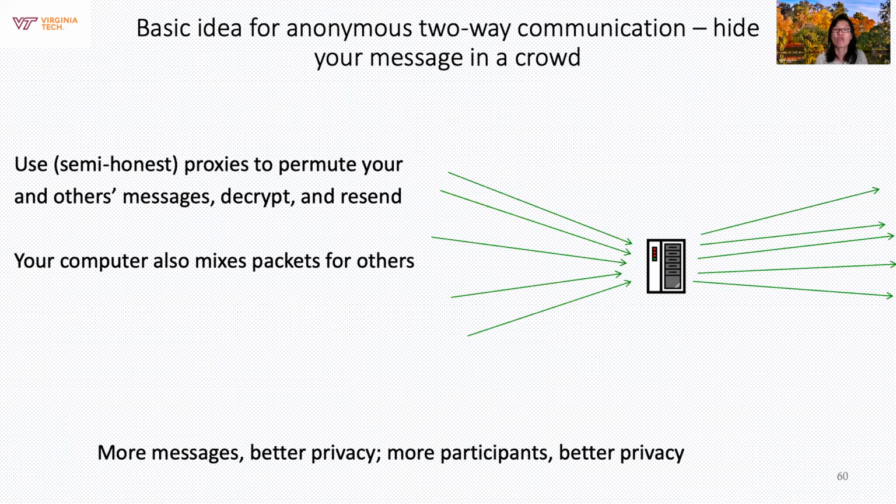So a lot of people have looked into this, and the most commercially successful technology is called Tor, onion routing. And the basic idea of all these anonymity techniques is to hide your traffic among the crowd.